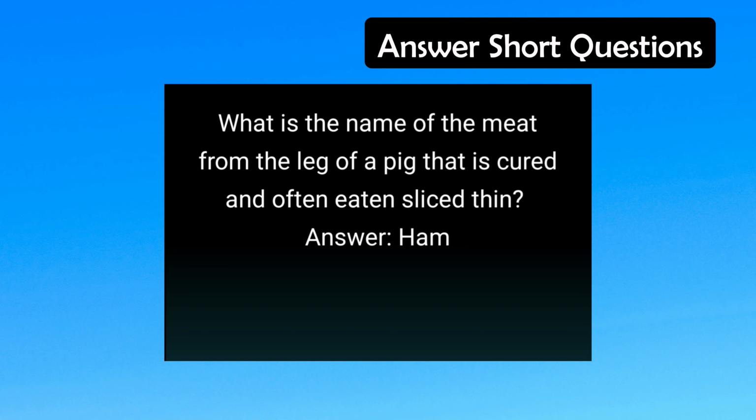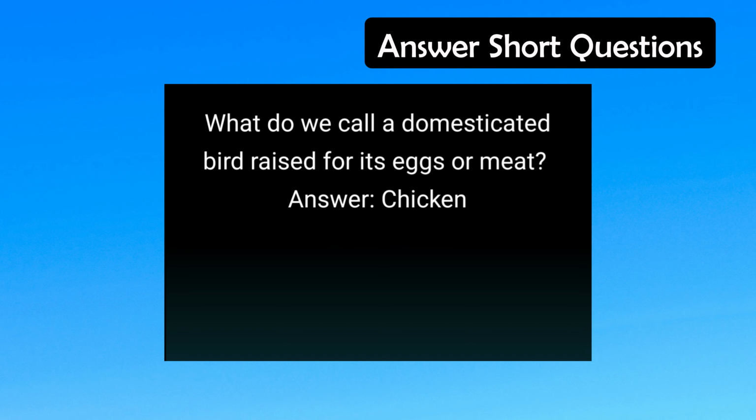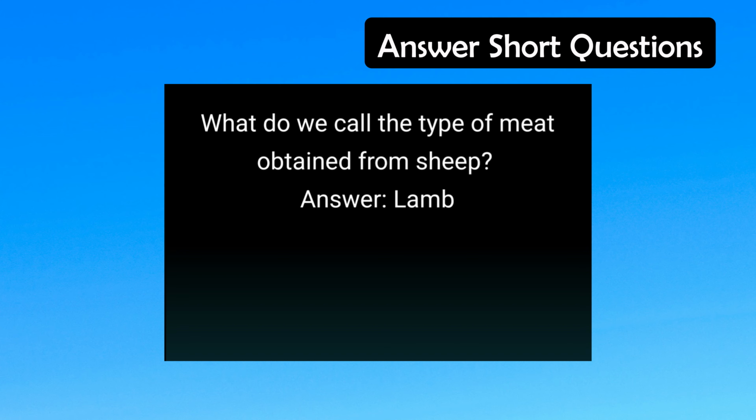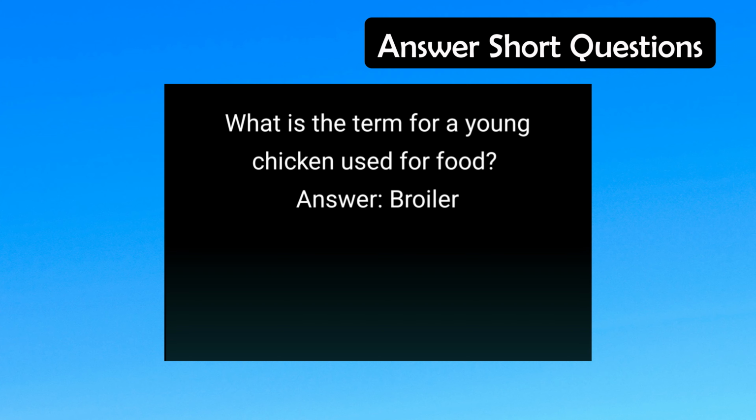Answer: ham. What do we call a domesticated bird raised for its eggs or meat? Answer: chicken. What is the term for meat that comes from a young cow? Answer: veal. What do we call the type of meat obtained from sheep? Answer: lamb. What is the term for a young chicken used for food?